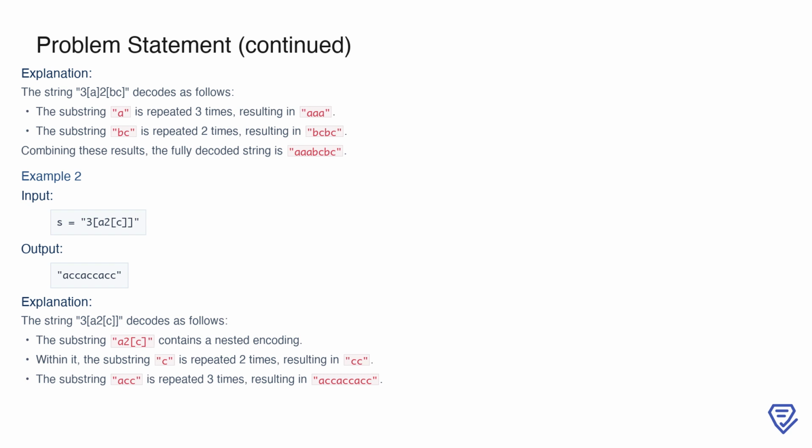In another example, s is given as 3[a2[c]]. Here, we encounter a nested encoding. The substring a2[c] contains another encoded segment, c, which is repeated 2 times to form cc. Appending this to a gives acc, and this entire substring is then repeated 3 times, resulting in accaccacc. This demonstrates how nested brackets are handled step by step.